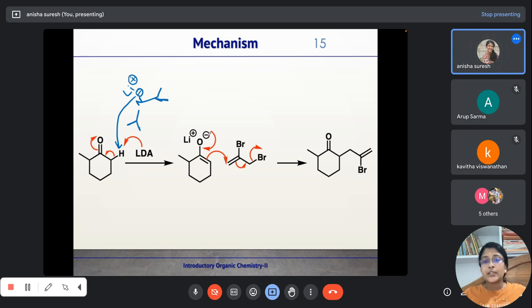Now, this enolate will be falling down. This double bond will go and attack on this double bond of this allyl. Now this double bond will shift here and the bromine will be eliminated, leading to formation of this product. Mechanism is clear.